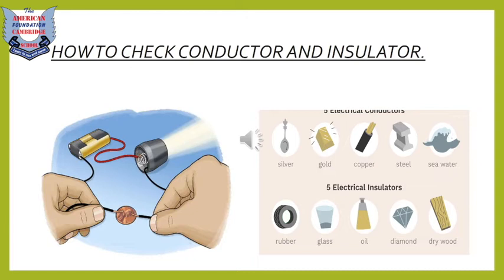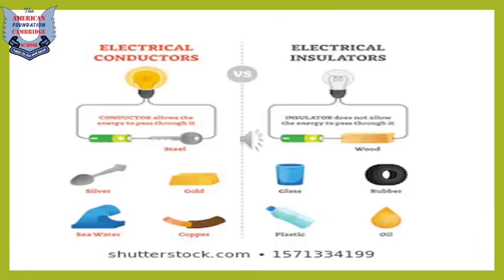Now, if we join a conductor, the light bulb will glow. And if we join an insulator instead of a conductor, the light will not glow. For example, if we connect silver to the wire, the bulb will glow. But if we join a glass with a wire, the light bulb will not be glowing. Here are a few examples of conductors and insulators.